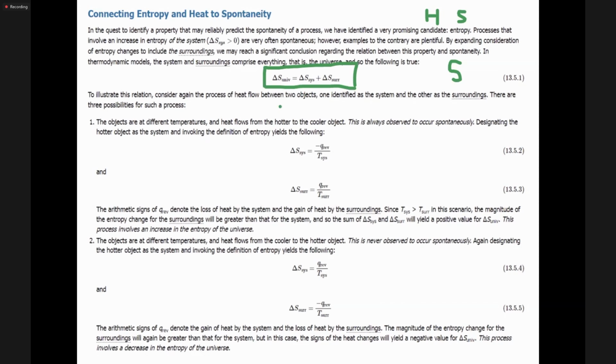Now, for illustrating this relation, we have to consider the process of heat flow between two objects. One will be identified as the system and the other will be taken as the surroundings.